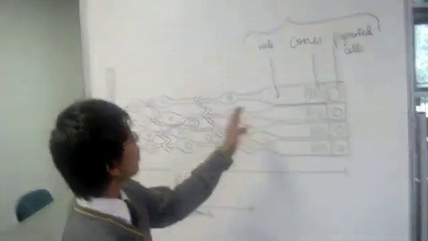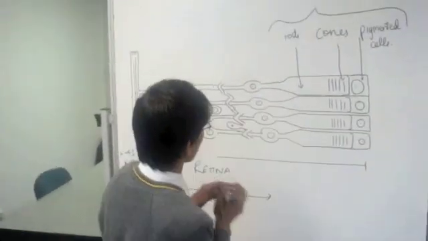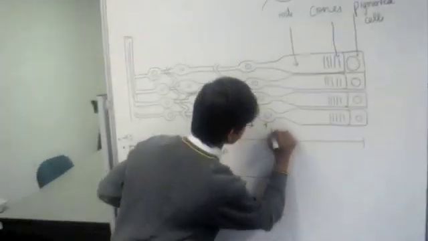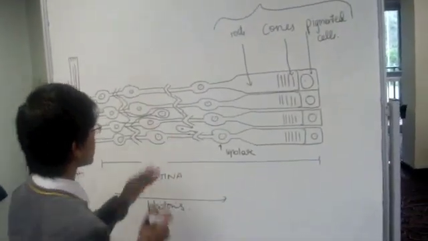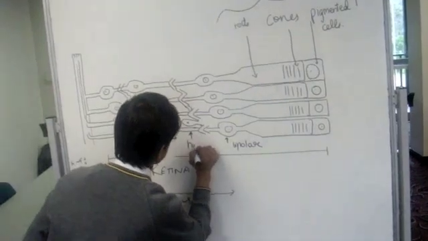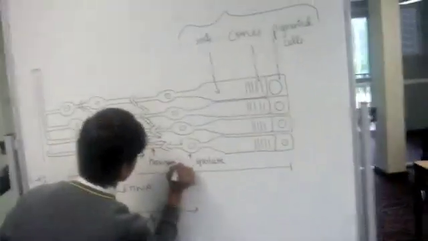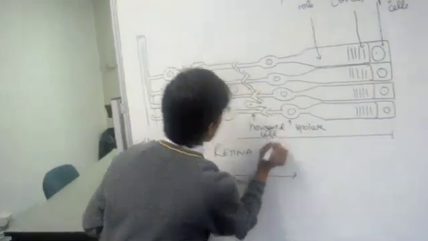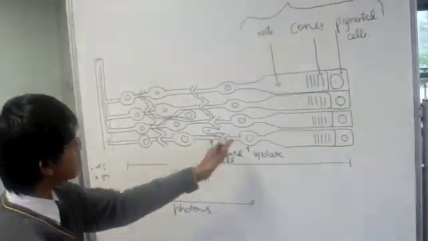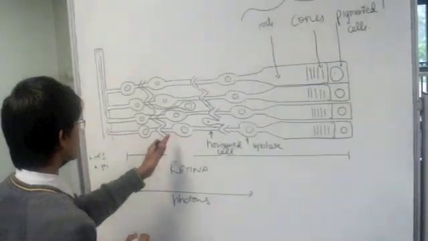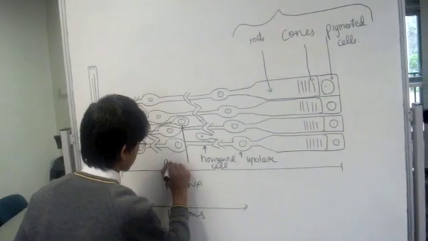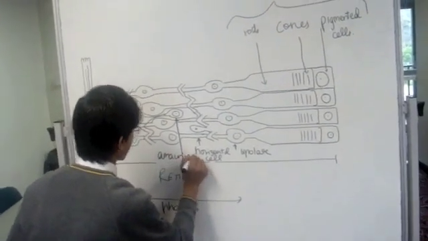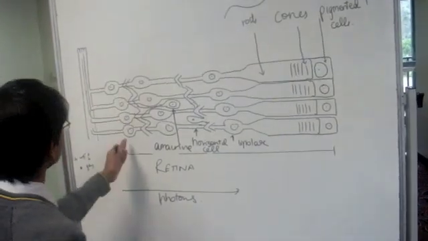And these are the bipolar cells. The information from a number of bipolar cells then goes to one horizontal cell, and then one horizontal cell carries the information from the bipolar cells, and then the amacrine cell in turn carries the information to a number of ganglion cells.